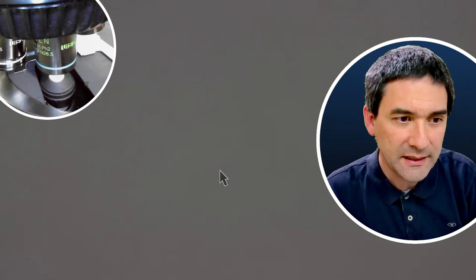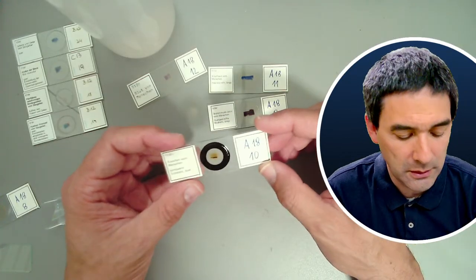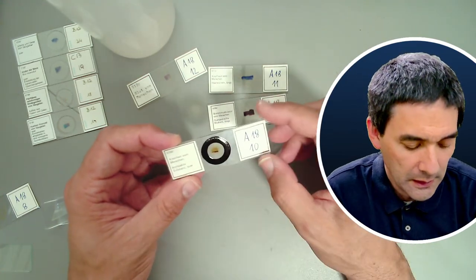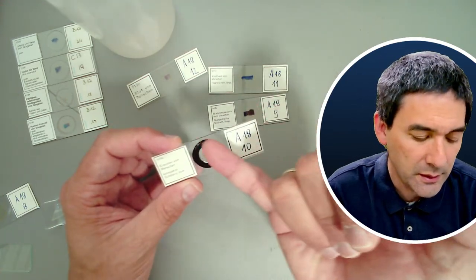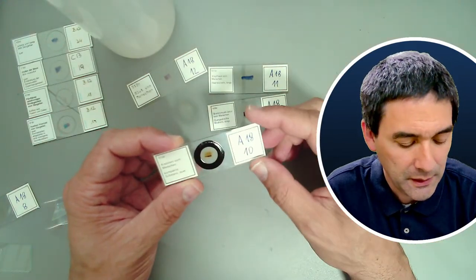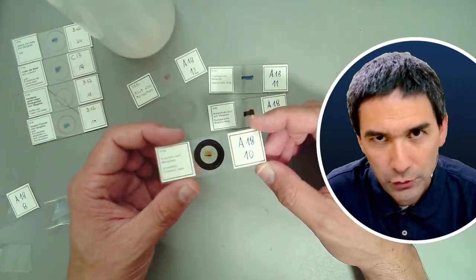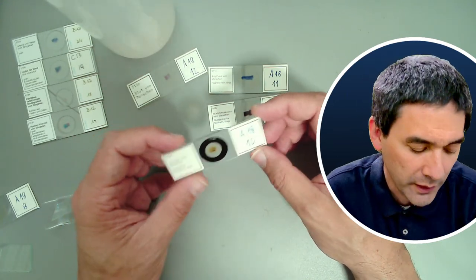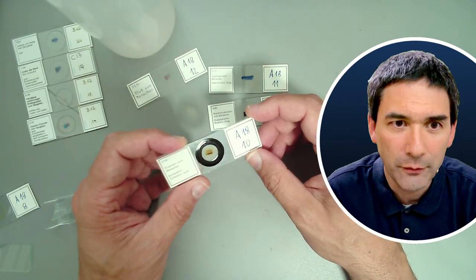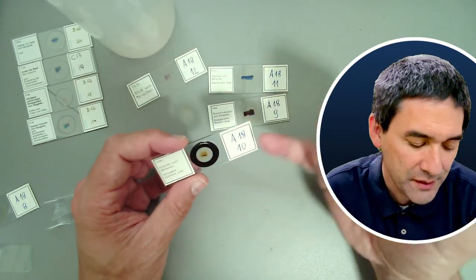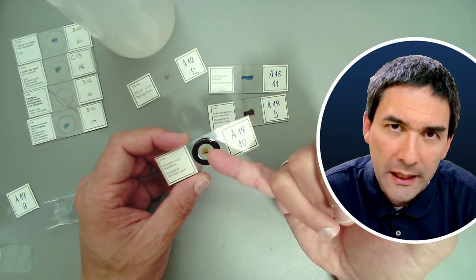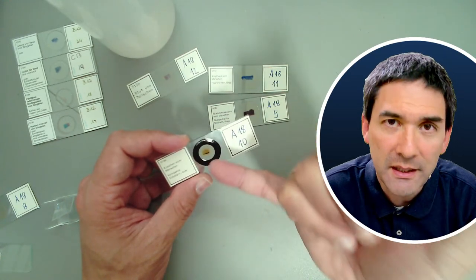So let's move on a little bit. The next slide that I would like to show you is a bone from a human being. And you notice already that there is this black ring around it. This is a ringed slide. I already mentioned this before, but why would I do that? Of course it looks nice, but that's not the primary reason. This is always done to protect the specimen and the mounting medium.